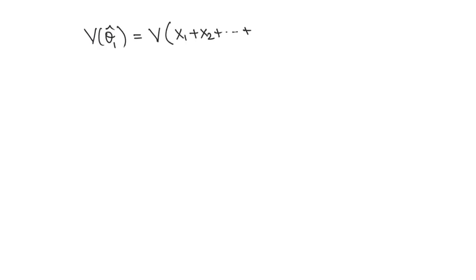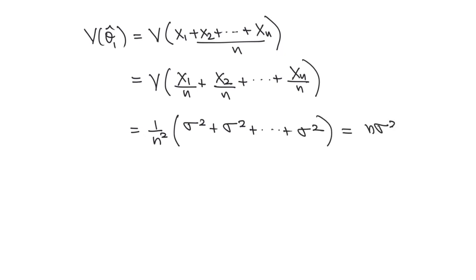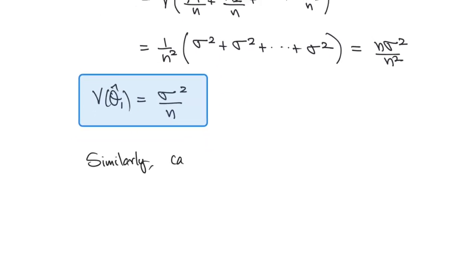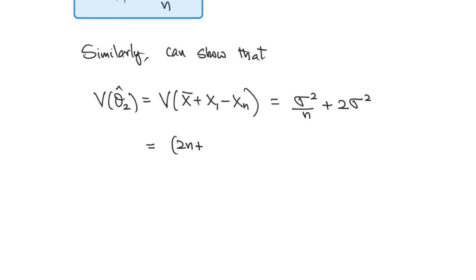The variance of theta 1 hat is going to be the variance of x1 plus x2 up through xn divided by n. And notice that this is going to be 1 over n squared times sigma squared plus sigma squared all the way up to sigma squared, n times. When you divide this sum by n squared, we get that the variance of theta 1 hat is sigma squared over n. Similarly, one can show that the variance of theta 2 hat is going to equal 2n plus 1 divided by n times sigma squared.